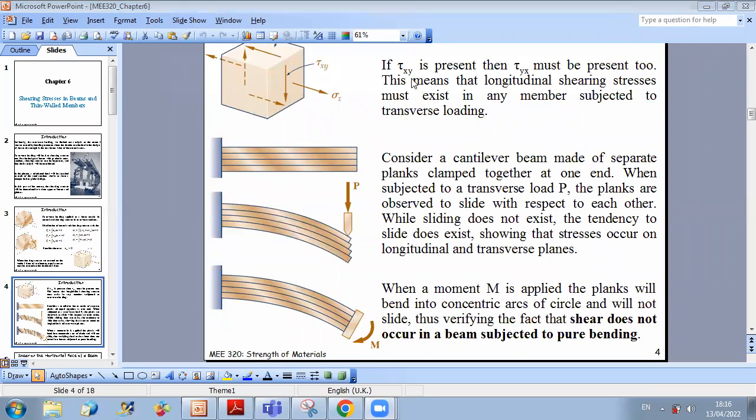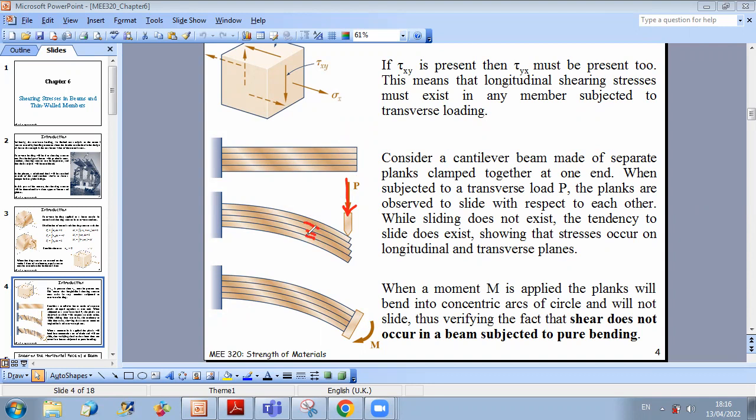Now, as we discussed, if tau xy is present, then tau yx also must be present. This means that longitudinal shearing stresses must exist in any member subjected to transverse loading. To see this effect, we can consider the following cantilever beam made of separate planks that are clamped together at one end. When subjected to a transverse load, so if you put a force P in the transverse direction on this beam, you will observe a tendency to slide between these different planks.